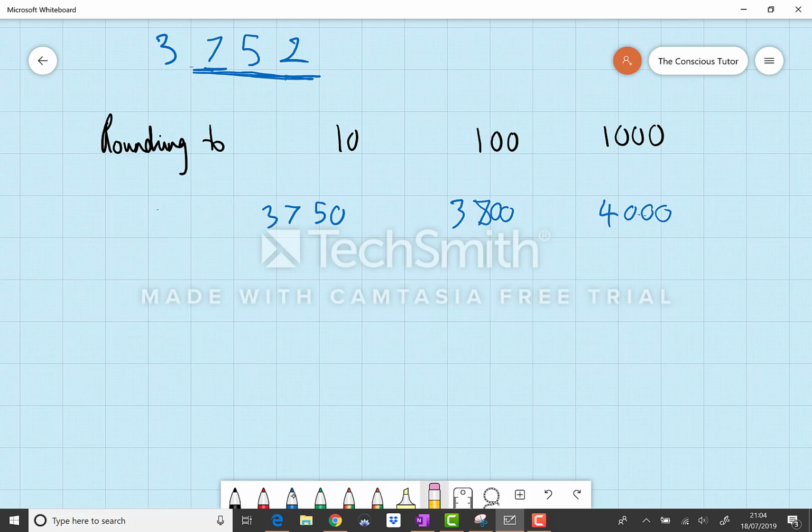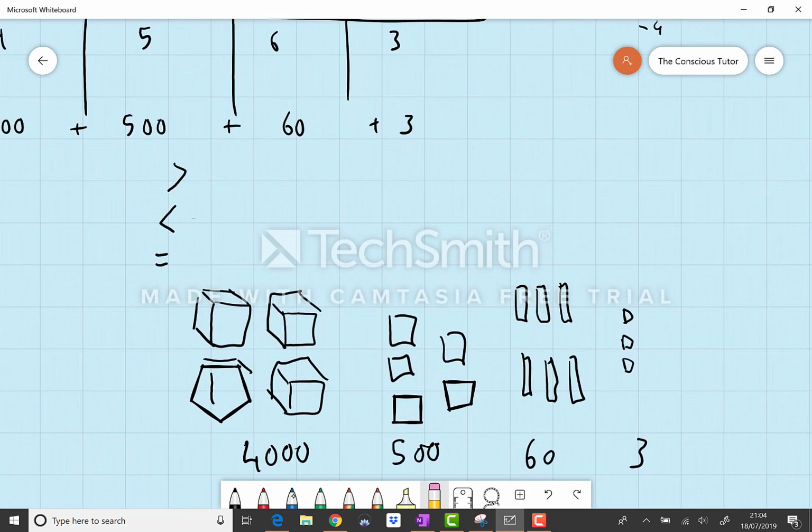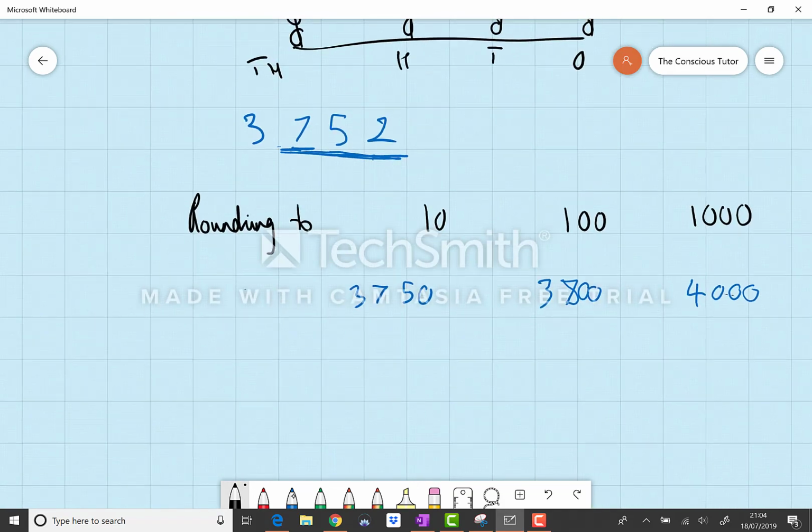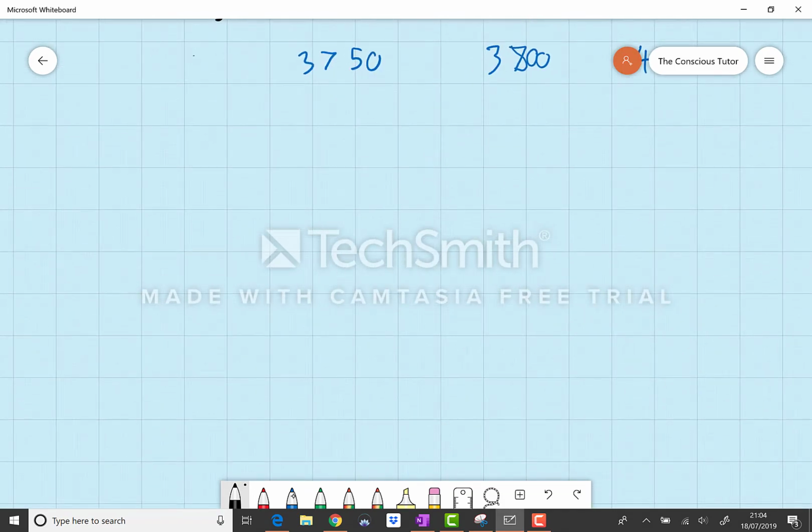As well as this, in Year 4, children need to know how to read Roman numerals up to 100 and understand that this has changed our understanding of place value. So the system of Roman numerals is shown here. It's just something that children need to be able to convert, really.